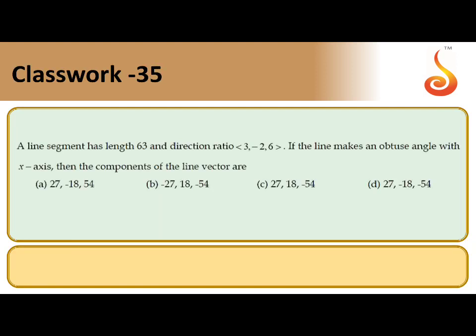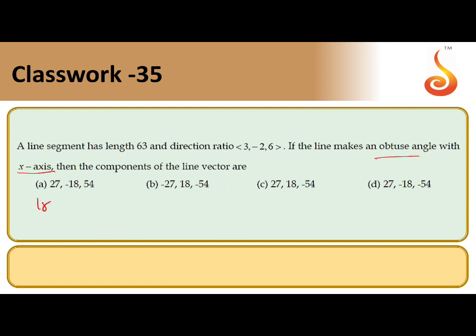A line segment has length 63 and direction ratios 3, minus 2, 6. If the line makes an obtuse angle with the x-axis, then they are asking for the components of the line vector. So an obtuse angle with the positive x-axis is one piece of data that you can use.